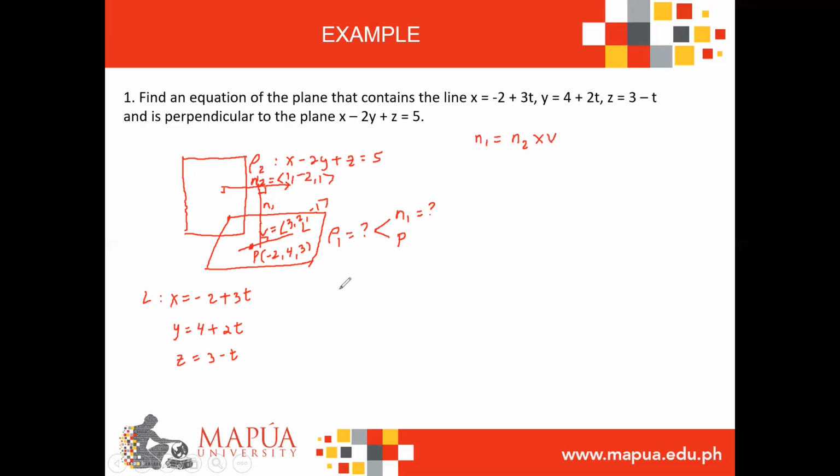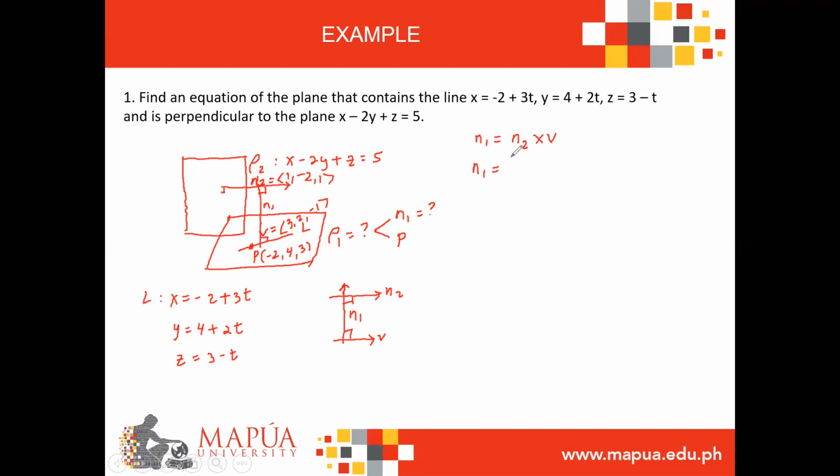So again, why do we say that the cross product of N2 and vector V produces N1? Because as you can see, if this is N1 again, and then we have this as our N2, and this is our vector V, you can see that N1 is perpendicular to both N2 and vector V. So if we can get now the cross product of these two vectors N2 and V, that will produce your N1.